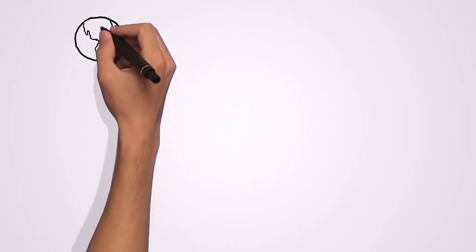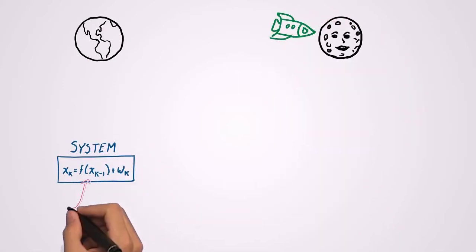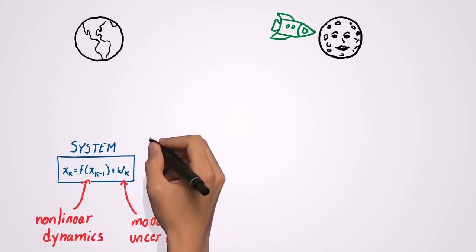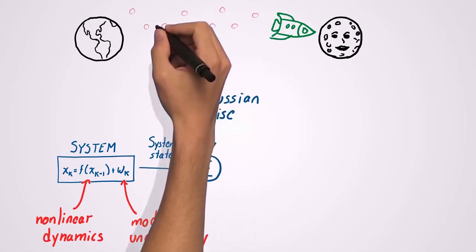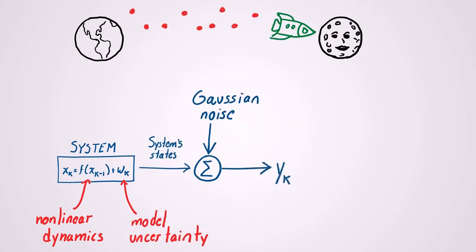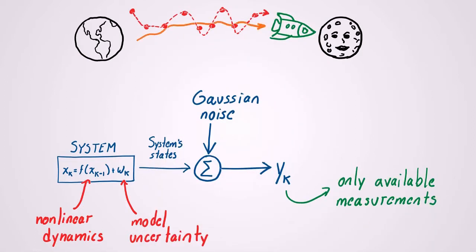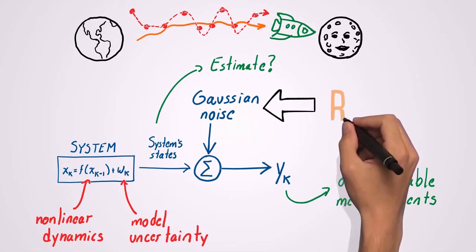To understand how the extended Kalman filter works, let's go back to our trip to the moon, where the spacecraft can be modeled by nonlinear dynamics represented by a differential equation with uncertainty. The sensor measurements are corrupted by uncharacterized noise. This sensor noise is assumed as a normal Gaussian distribution, described by its covariance matrix of unknown value R, which is critical for the optimal performance of the extended Kalman filter.